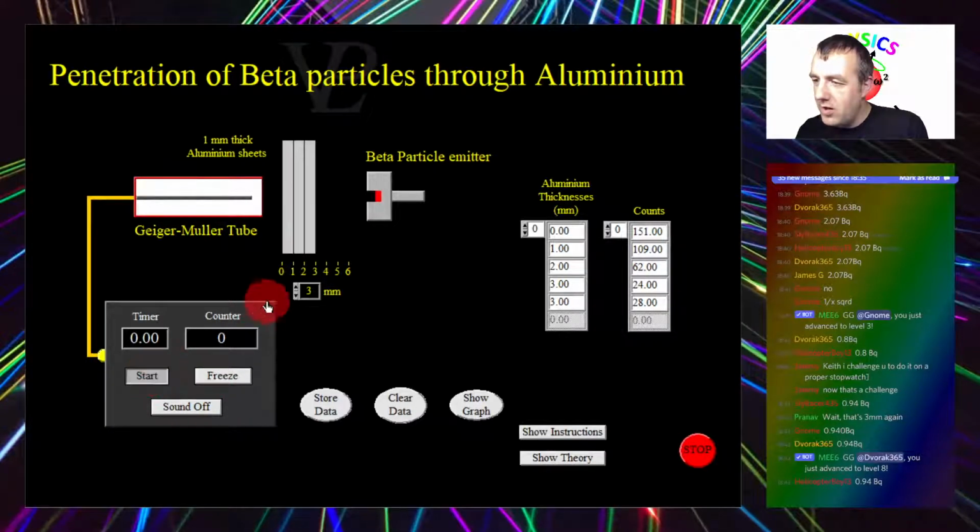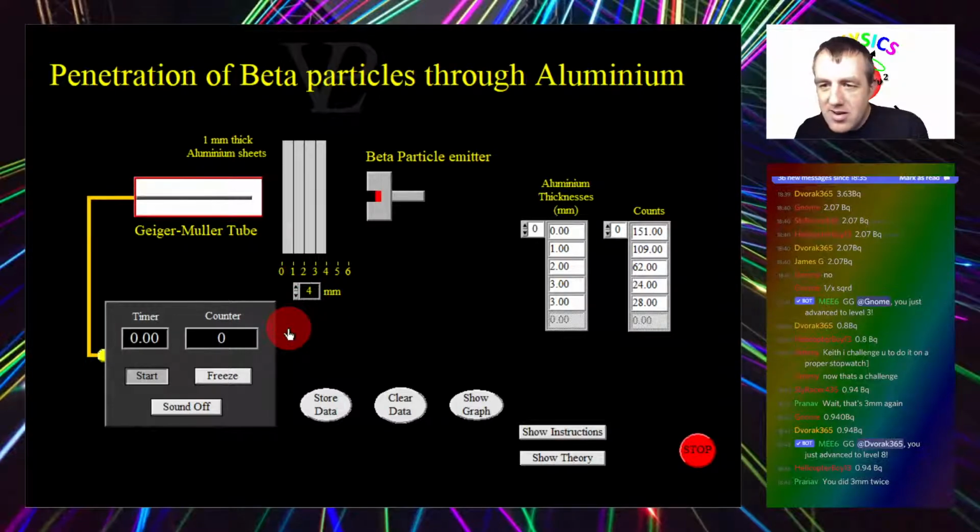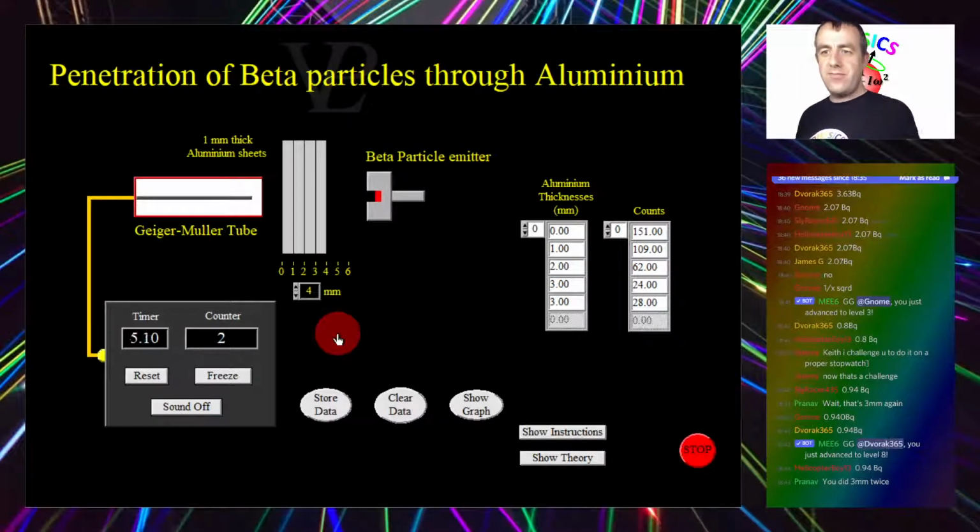Okay, ready for the last one? Oh, I didn't change the thickness either. Oh no, I didn't change the thickness. What am I doing? I did 3 millimeters twice. All right, well, let's just do 4 millimeters then. Oh, what am I doing? Nearly got all the data anyway.